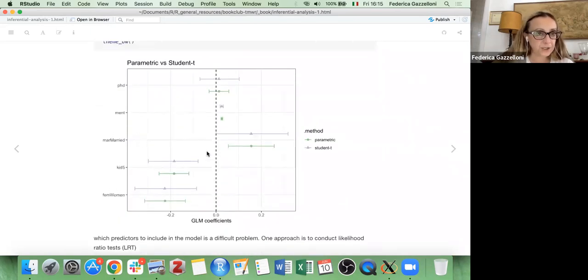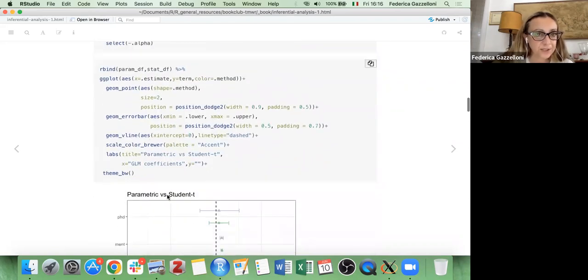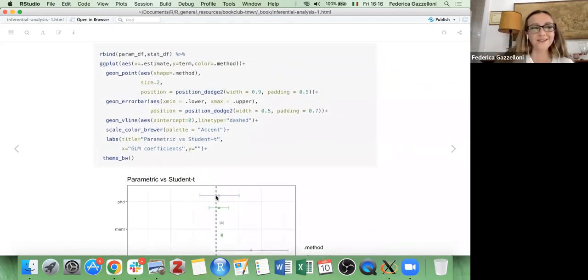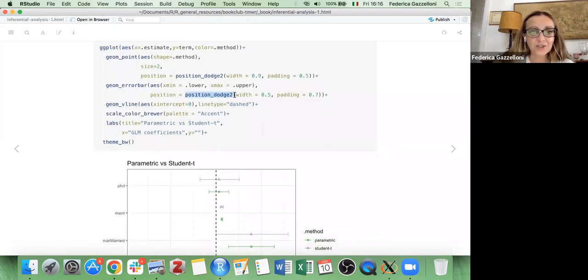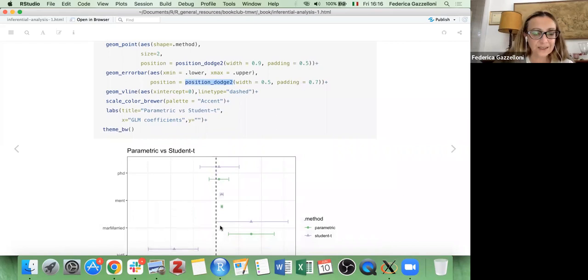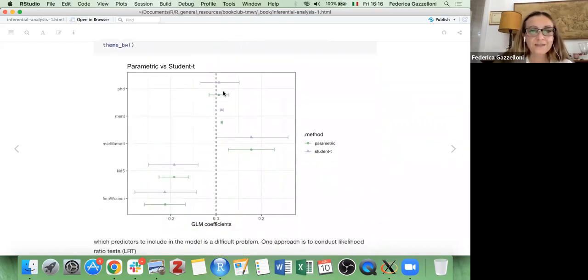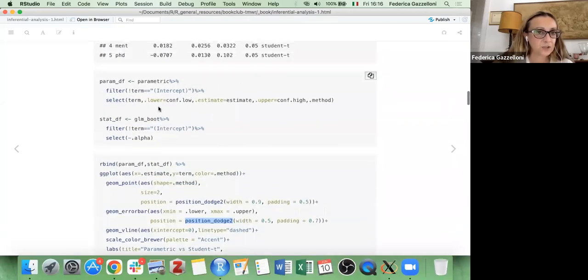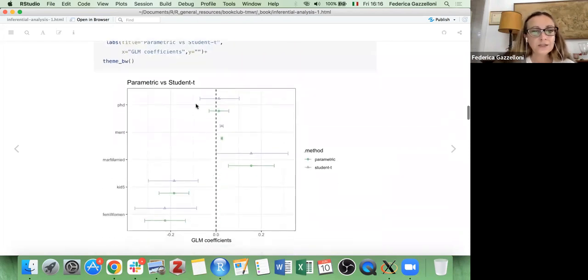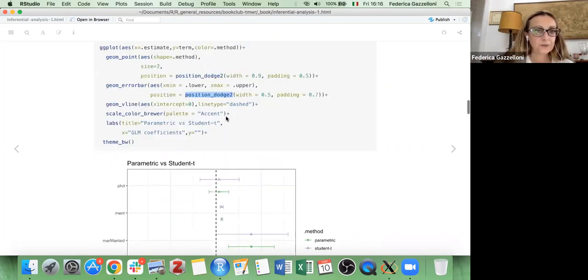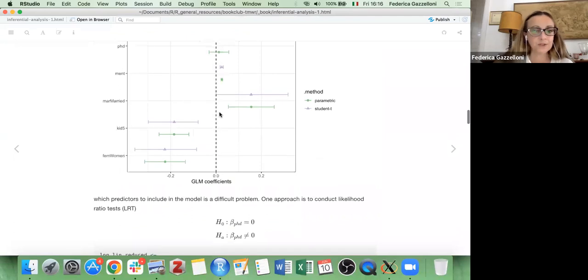So they make a comparison between these two, and a visualization. I replicated the visualization. That's a goal achievement. With this position dodge two, finally you can put the error bars one on top of each other. So you can see the parametric and the student, which is the simple one. We can use Poisson or student for this type of data. As you can see, the variation with the student is greater than with parametric. So you might want to spend some time to see what they are, if you're interested.